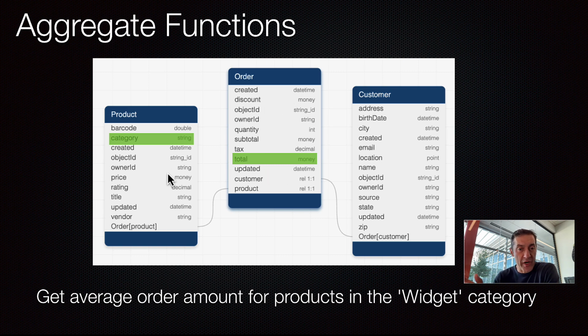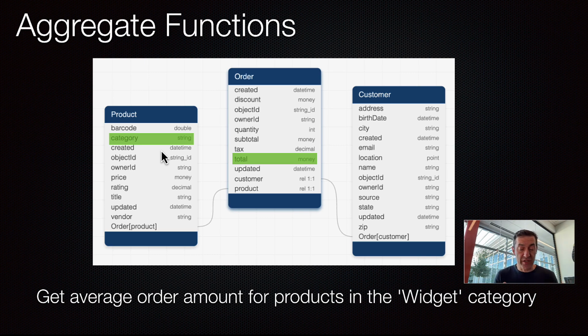However, in our where clause, we need to identify all the related products for the orders for which we want to calculate this average order amount. And then the where clause will reference the category column from the related table. Since order has a relationship to product through the product column, the where clause will simply reference product.category to identify the related products.